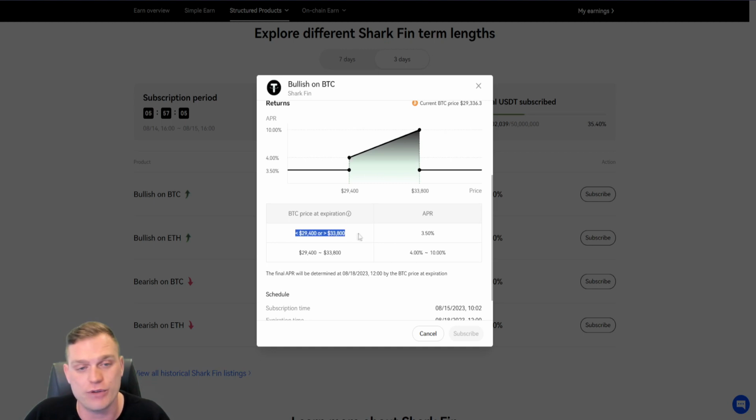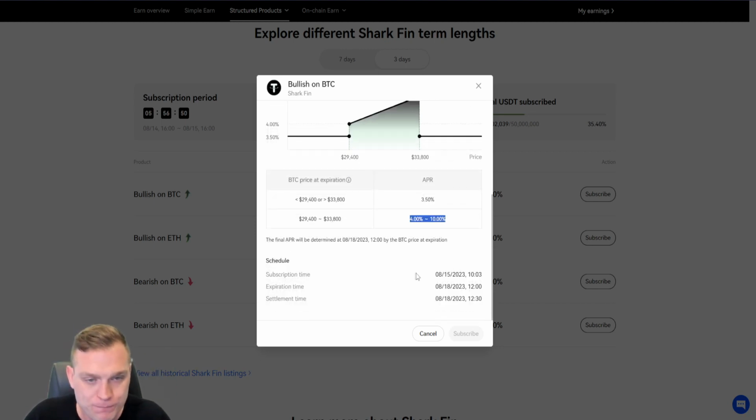It does illustrate it right here. Anything below 29,400, we can see here, is going to give you an APR of 3.5%. Now, if you are in that range, you're going to receive between 4% and 10% as illustrated here with the Shark Fin. It is going to give you the subscription time, expiration time, and the settlement time. This is how easy the Shark Fin method is.